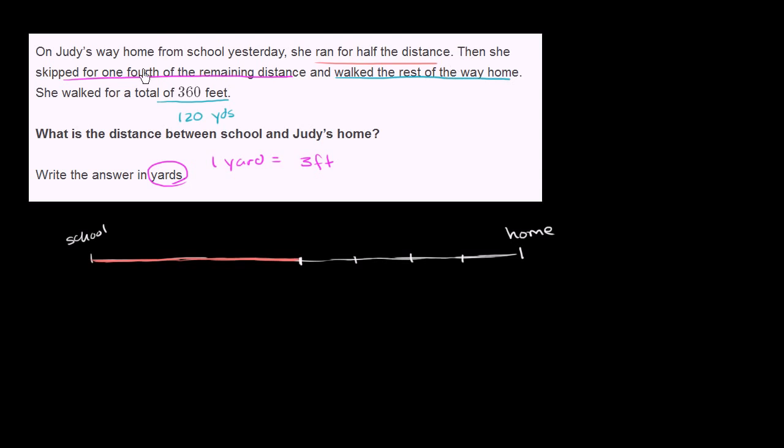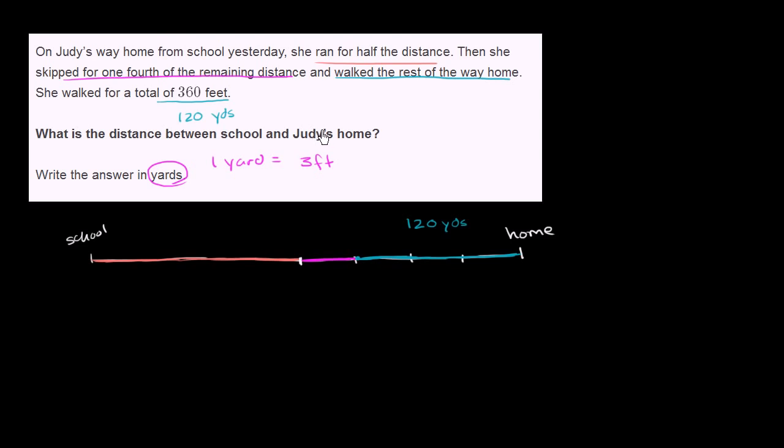And they say then she skipped for 1/4 of the remaining distance. So this is the remaining distance. After running, she skipped for 1/4 of it. And then she walked the rest of the way home. This is the distance that she walked. And this distance right over here is 120 yards. What is the distance between school and Judy's home?